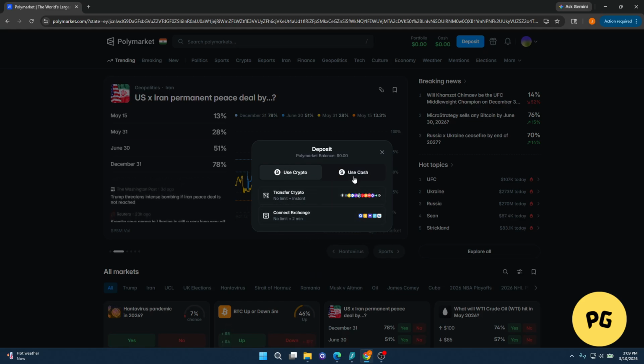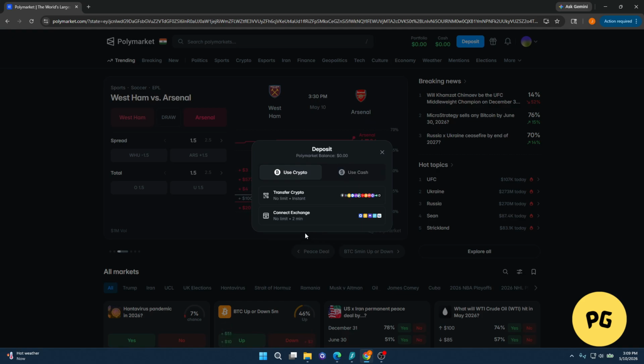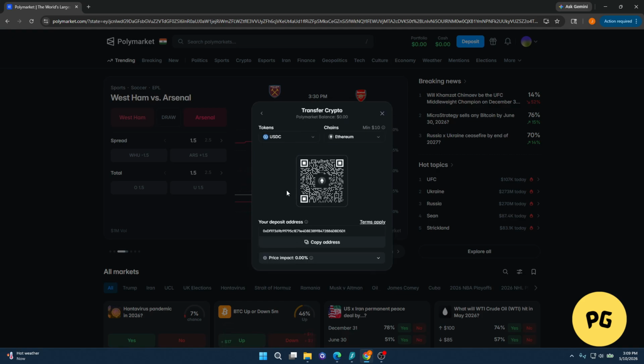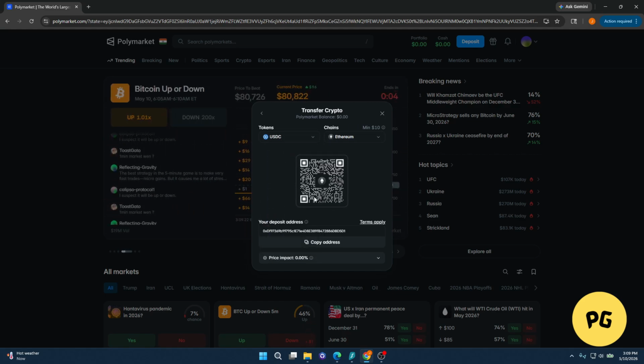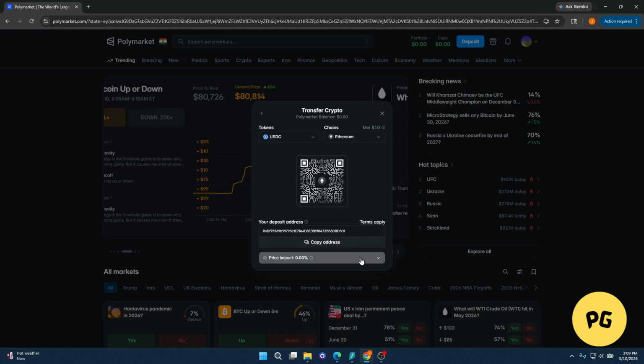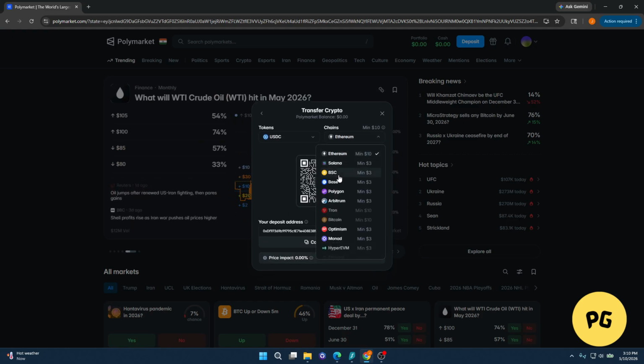At the moment, Polymarket does not directly support INR bank transfers. Because of that, users in India usually fund their accounts by purchasing stablecoins like USDC or USDT from cryptocurrency exchanges that support INR deposits. Popular platforms such as WazirX, CoinDCX, or Binance allow you to transfer money from your bank account and buy stablecoins. After purchasing USDC or USDT, copy your Polymarket deposit wallet address carefully.